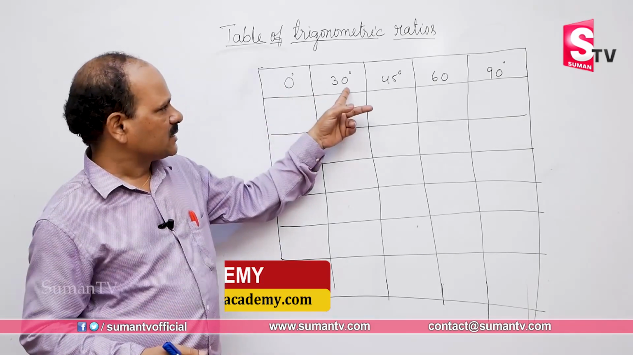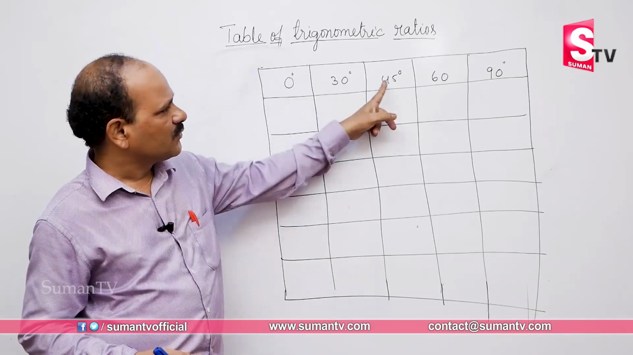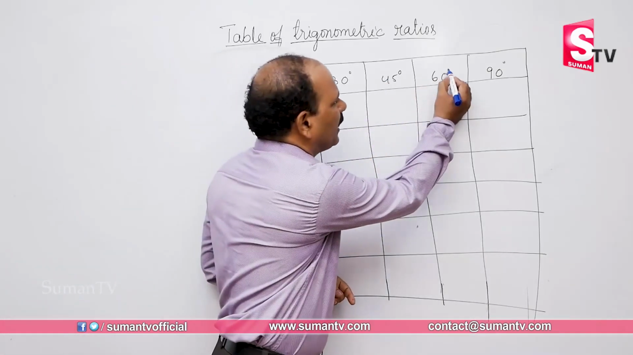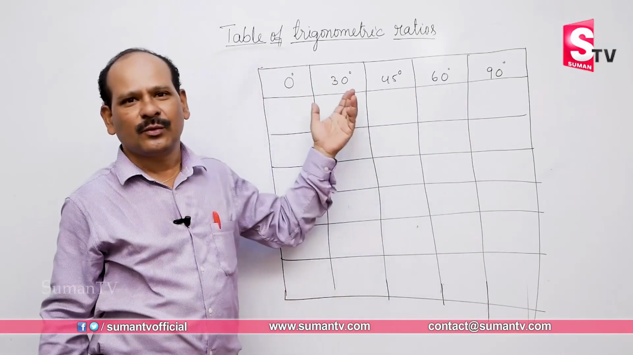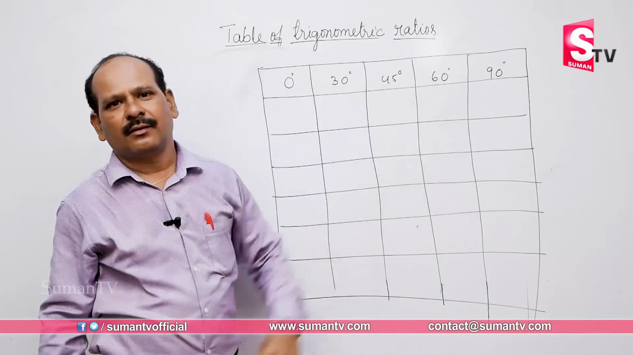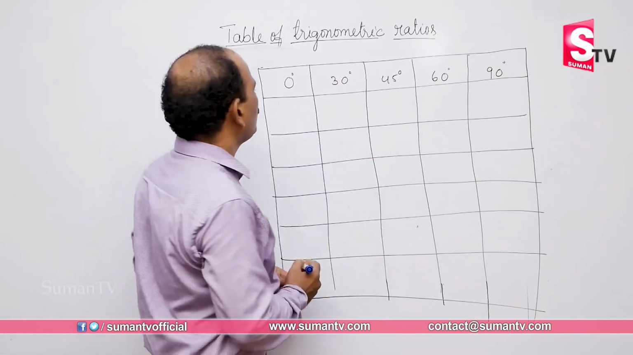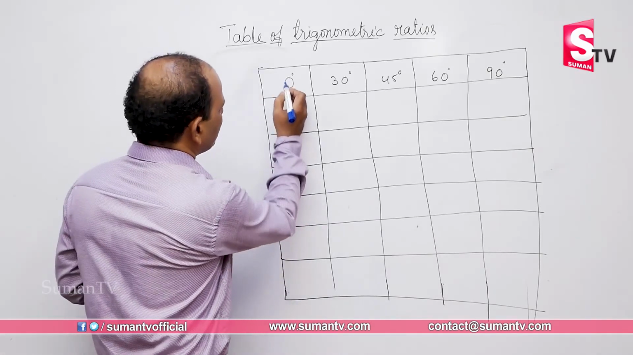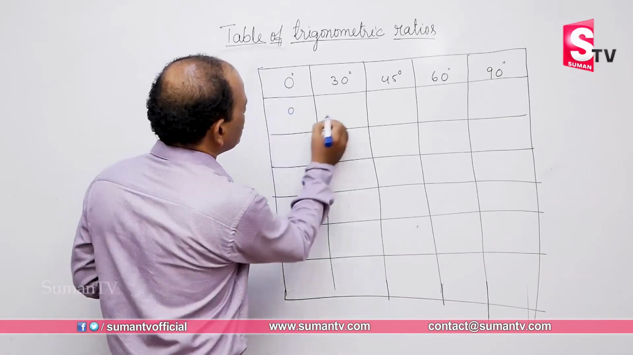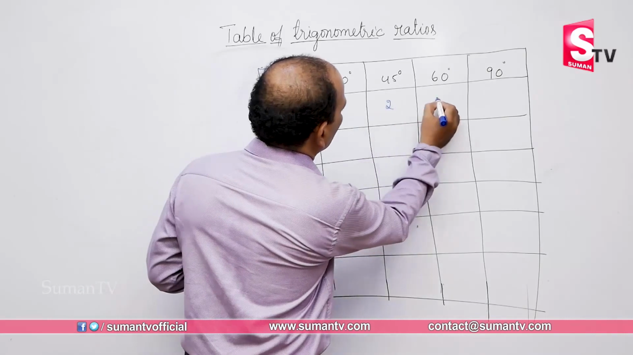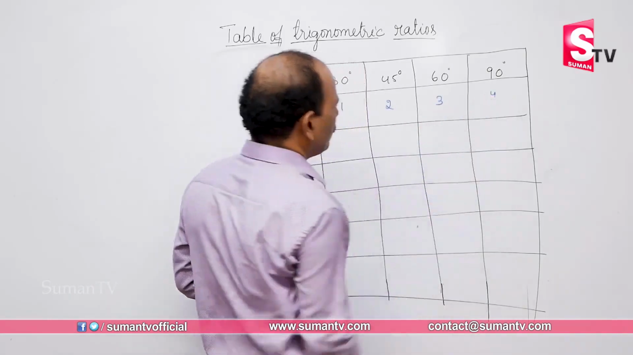These angles: 0 degrees, 30 degrees, 45 degrees, 60 degrees and 90 degrees. There is no other way. We have to remember this. You have to remember these angles. Okay. Now start giving numbers from 0: 0, 1, 2, 3, 4.